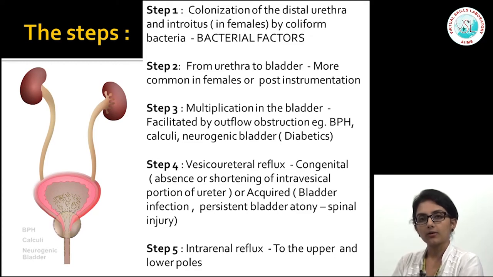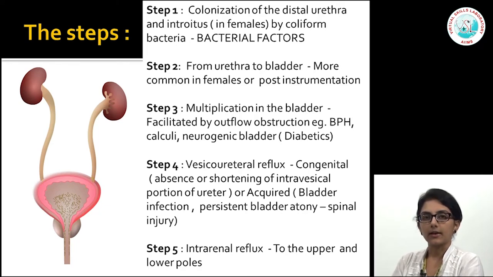Now, once you have all the bacteria in the bladder, they need to go up into the kidney, and for that there needs to be an element of vesicoureteral reflux. This could happen because of a congenital cause, such as absence or shortening of the intravesical portion of the ureter, and we'll look at that in detail in the next slide. Or it could be an acquired reflux, which is predisposed to in bladder infections, and persistent bladder atony, which can happen in patients with spinal injury.